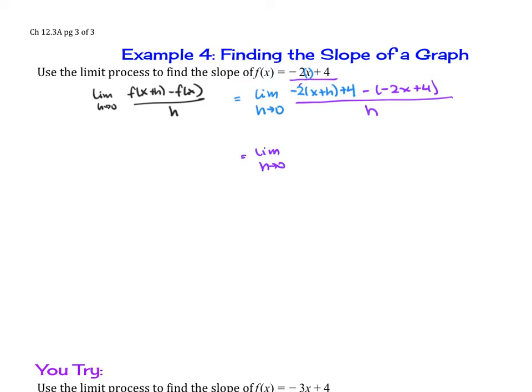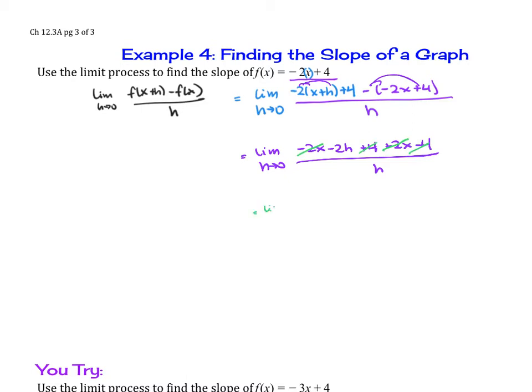Let's simplify everything. This is negative 2x minus 2h plus 4, and then distribute. This becomes a positive 2x and a minus 4 all over h. So then let's combine like terms. So negative 2x and 2x cancels out. Positive 4 and negative 4 cancel out.